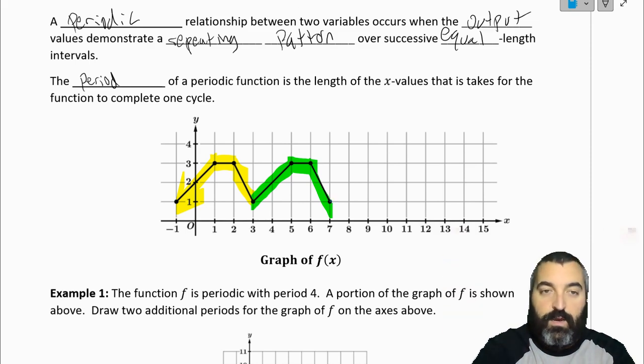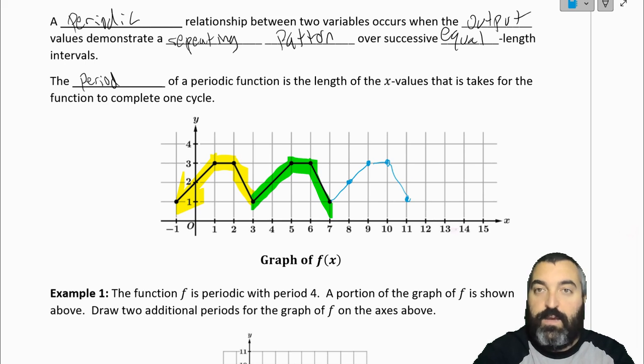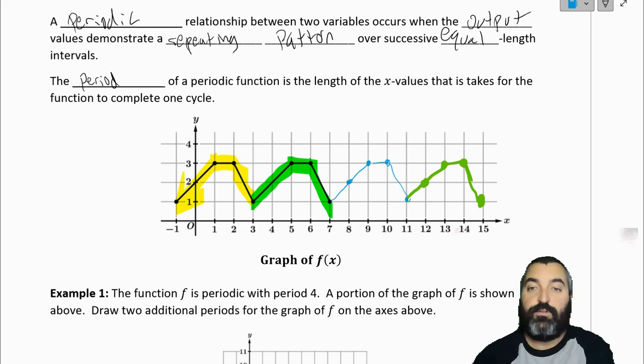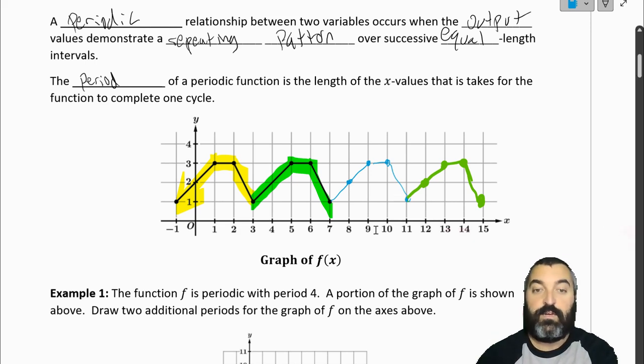So again, you're kind of matching up what it has each time. It's going to go up, up, up, and then that's one more period, and then we go one more after that. So we're going to start here, go up 1 over 1, up 1 over 1, stay at 3, and then drop down back to 1. So there we go. There are 2 extra periods of this periodic function.